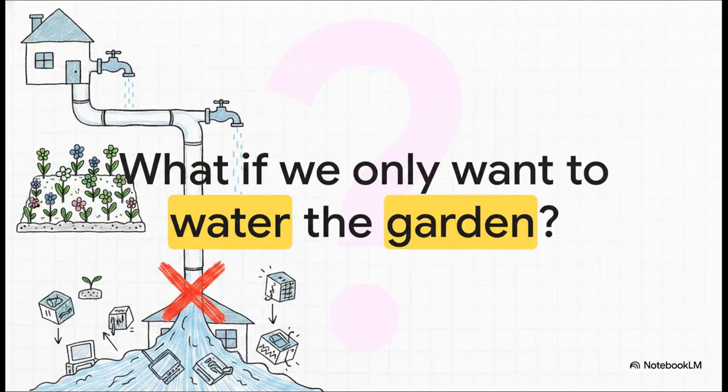But here's a really critical question for you to think about. What if we only want to water the garden? What if the central bank looks at the system and says, hey, the overall credit volume is absolutely fine, but way too much money is pouring into risky, speculative stuff, and nowhere near enough is flowing towards socially useful purposes? If they just go and turn that main valve, they'd flood the whole house just to get the garden wet. Clearly, we need a totally different approach here.